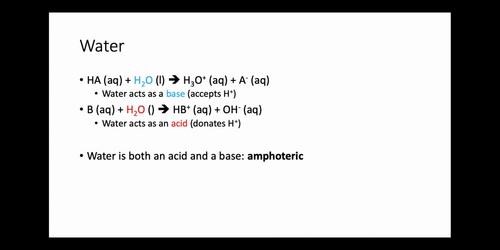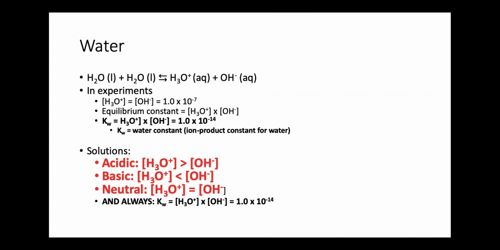Water. Water is a little bit strange because look at these two. An acid plus water: water accepts an H+ from my acid, so water acts as a base here. But when we have a base plus water, here water is donating an H+ to B. So water can act as a base and as an acid, and we call it amphoteric. So water can accept an H+ as a base, or it can donate an H+, that is an acid. Why is that important?